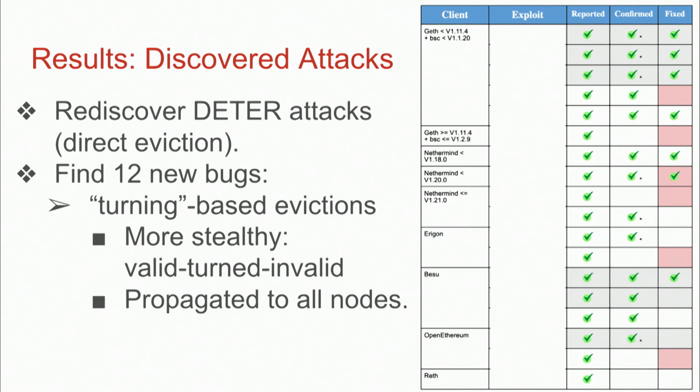This attack belongs to the category that we call turning-based eviction attack, and it belongs to the class of more stealthy attacks, in which the adversarial transactions, in the beginning, do not appear as invalid transactions. It is a valid transaction, and then once it is admitted to the memory pool, it will be turned into an invalid transaction. And such stealthy transactions can bypass the rules Ethereum clients use to propagate transactions to other nodes.